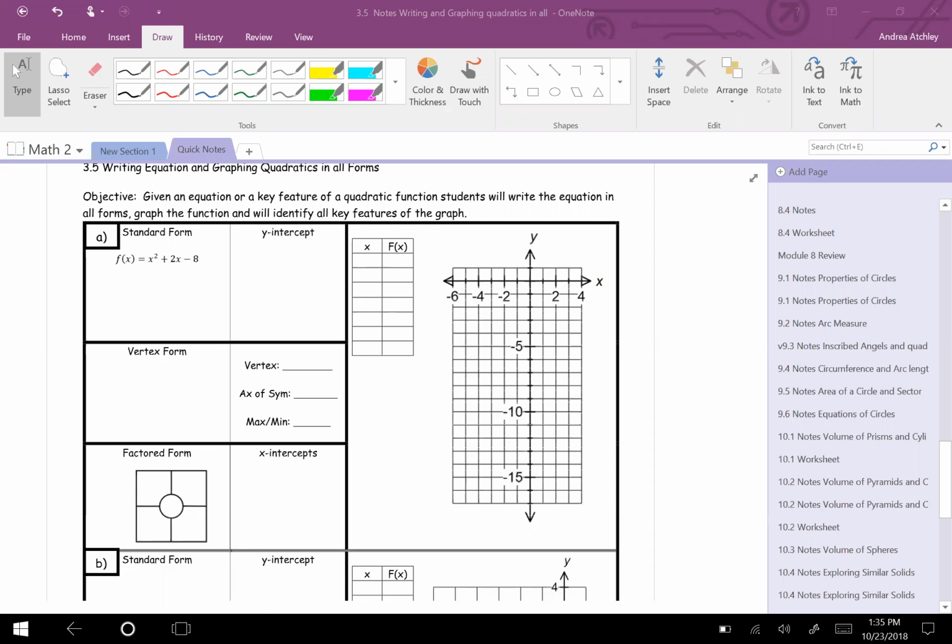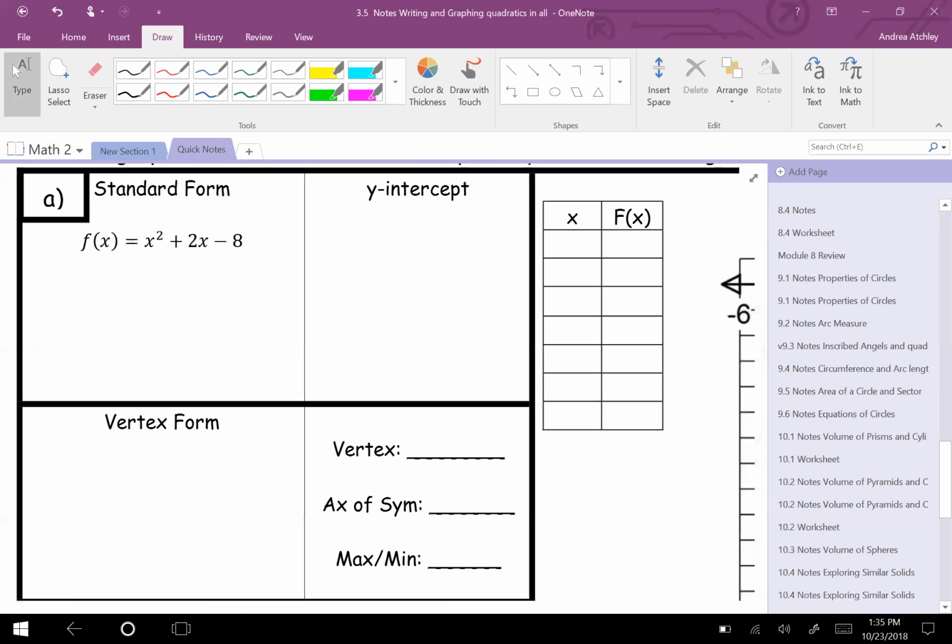Okay. So, standard form. If I give you an equation in standard form, it's not fun. I don't like standard form. It's really hard to graph things in standard form. So for me, I'm going to put it in vertex form. Now you can put it in factored form if you prefer that, but I think it's easier to put it in vertex form. So I'm going to complete the square.